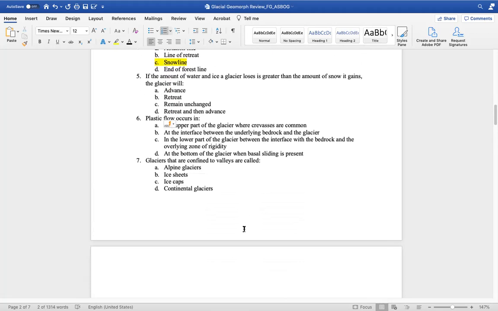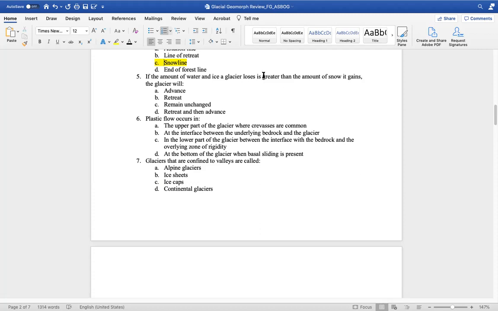If the amount of water and ice a glacier loses is greater than the amount of snow it gains, the glacier will do what? Okay, it'll either advance or retreat, remain unchanged, or retreat and then advance. Okay, so let's see. If it loses more than it gains, it's going to decrease.